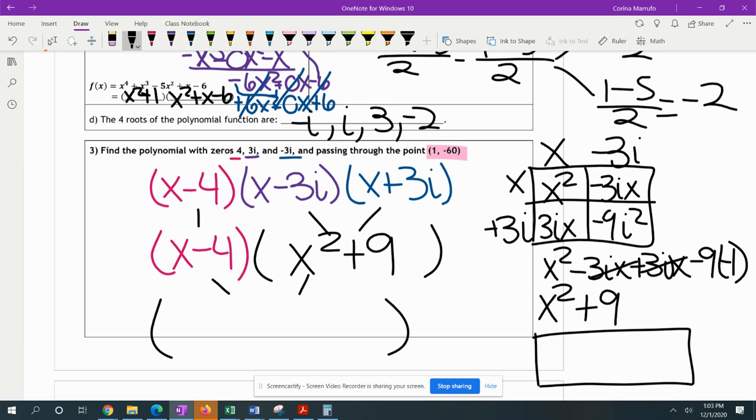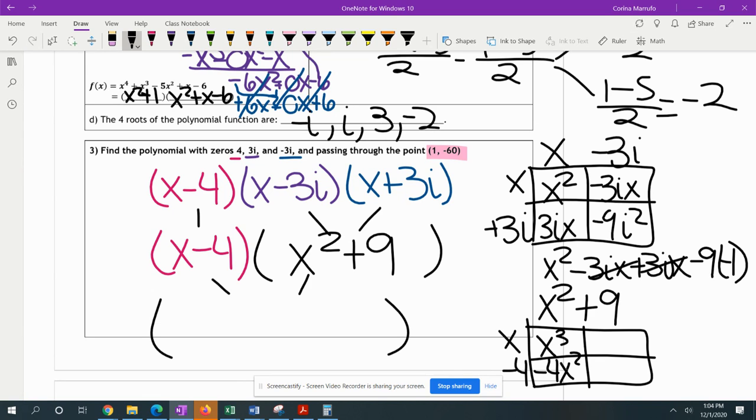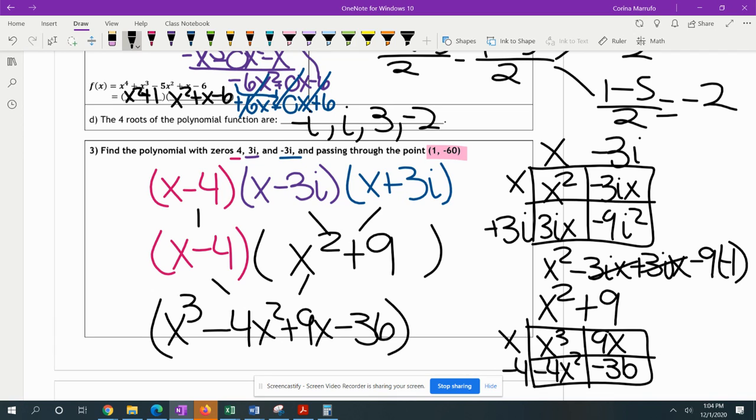So here, make another box method. Let me go ahead and make it ready with what I have written here. And then we have x minus 4. So x times x squared gives me x cubed. Negative 4 times x squared is negative 4x squared. 9 times x is 9x. And negative 4 times 9 is negative 36. So I go ahead and write it out: x to the third power minus 4x squared plus 9x minus 36. Now there's no like terms to combine.